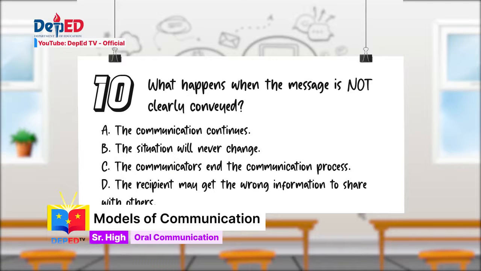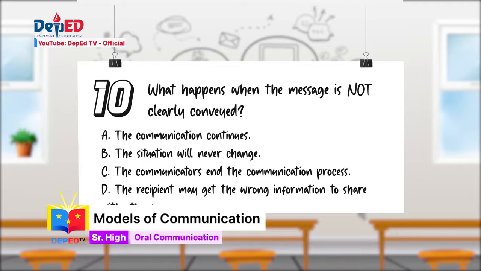Number 10. What happens when the message is not clearly conveyed? A. The communication continues. B. The situation will never change. C. The communicators end the communication process. Or letter D. The recipient may get the wrong information to share with others.